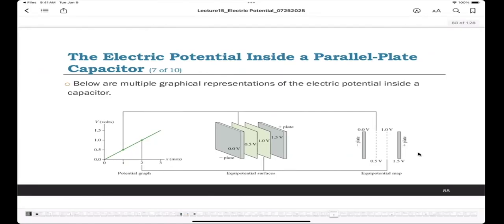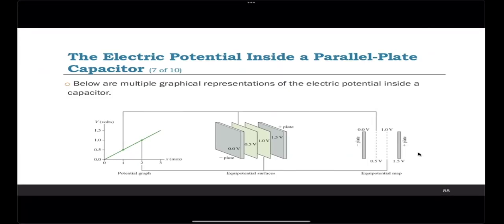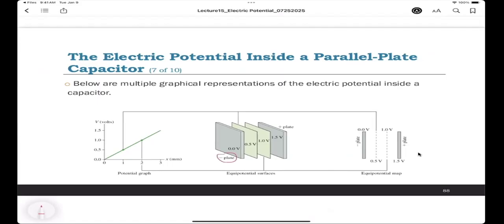Let's continue to talk about the electrical potential inside a parallel plate capacitor. Below are multiple graphical representations of the electrical potential inside a capacitor. You can see here is the negative plate, there is a positive plate, and this is an equipotential surface. Here is 0, here is 1.5, here is 0.5, here is 1 volt.